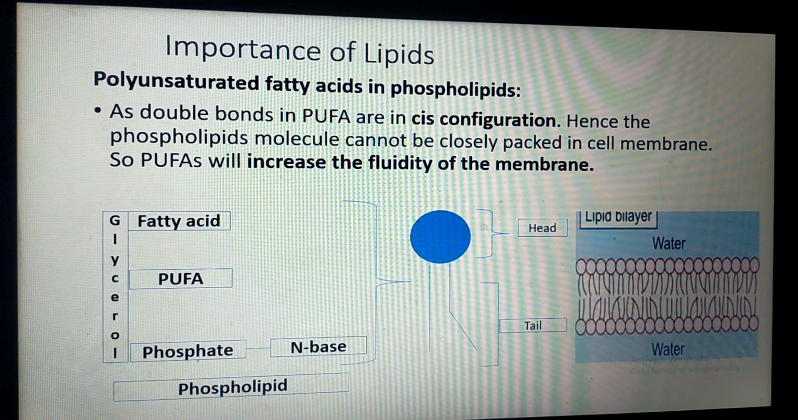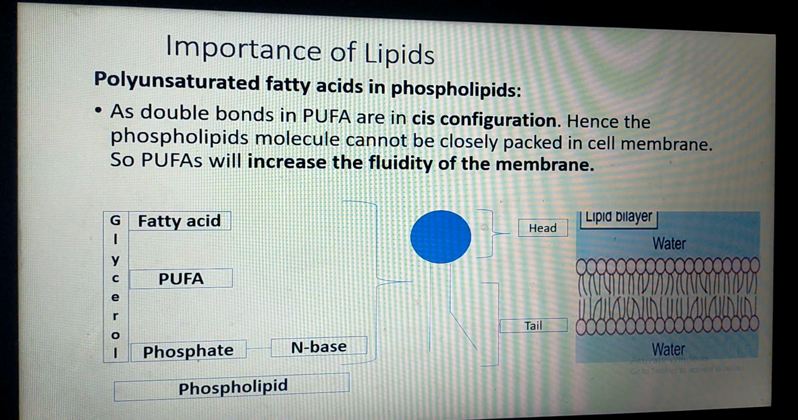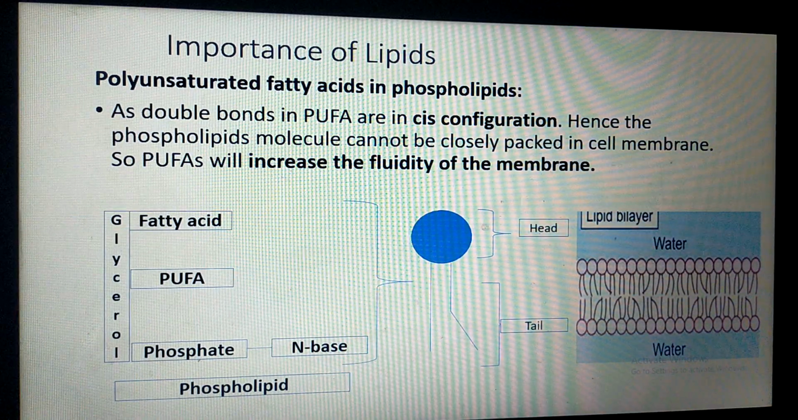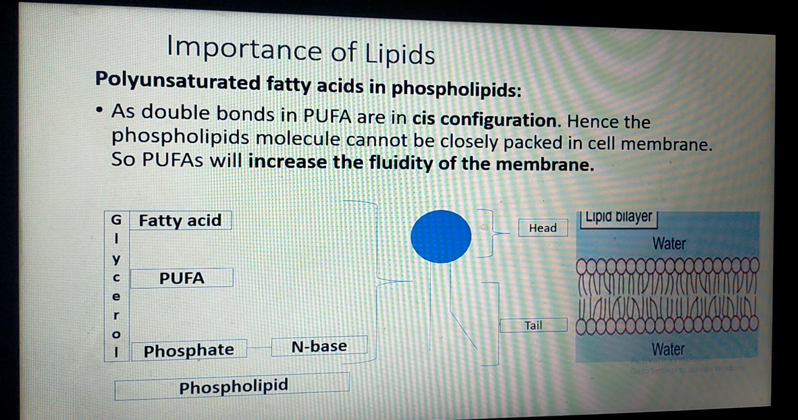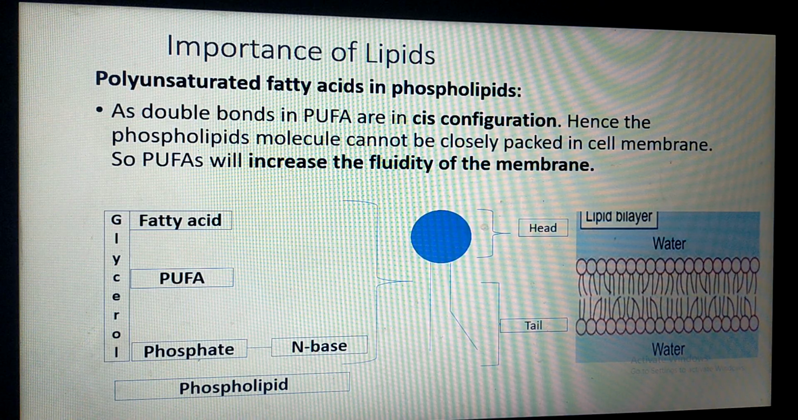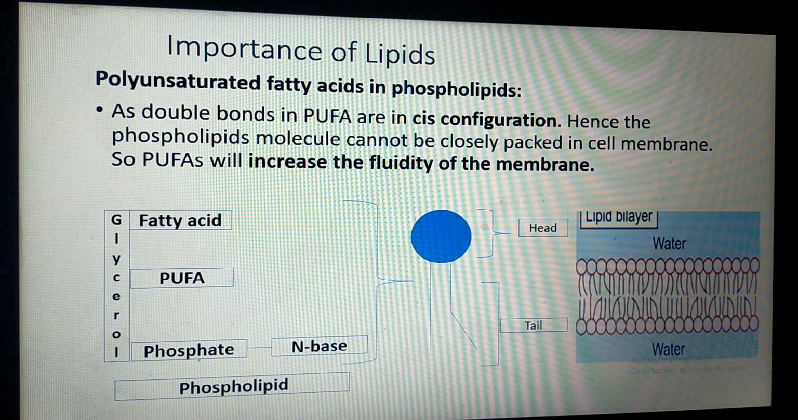Now, polyunsaturated fatty acid in phospholipids. See, on the left side, lower side, I have shown the phospholipid molecule, which is having glycerol. At first carbon atom, fatty acid is there. At second carbon atom, polyunsaturated fatty acid is present. At third carbon atom, phosphoric acid is there, and to this nitrogen base is attached. So this is the complete structure of phospholipid. If you see this in the phospholipid, usually at the second carbon atom, polyunsaturated fatty acid is present.